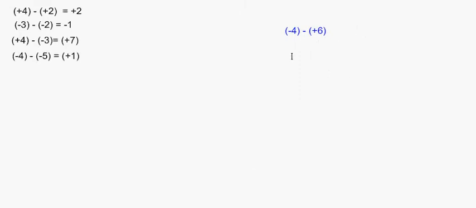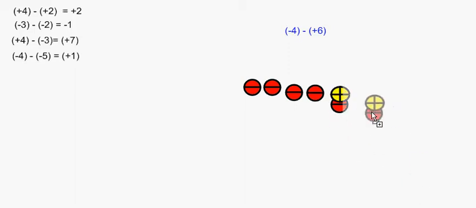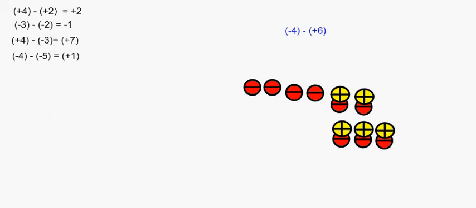In this question, we start off with 4 negatives, and we're supposed to take away 6 positives. So here's my 4 negatives, 1, 2, 3, 4, and I'm supposed to take away, subtract, 6 positives. But if I don't have any positives, how can I take them away? So our 0 pair comes to the rescue again. So I add in some 0 pairs. There's 1, 2, 3, 4, 5, 6 0 pairs.